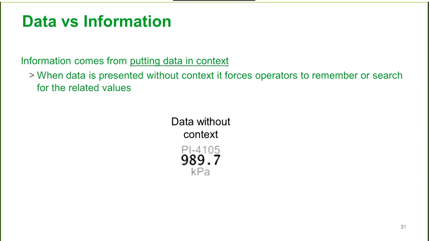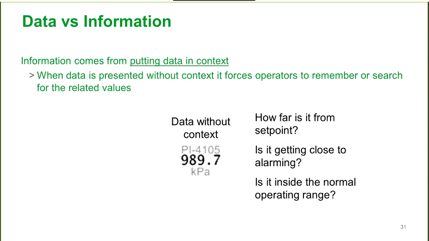Next, the next part is how we present the information. What do we do with the data that we get from the PLCs? How do we present that to the operator in a good way? What we usually do is that we put up the value on a display. This is data without context.